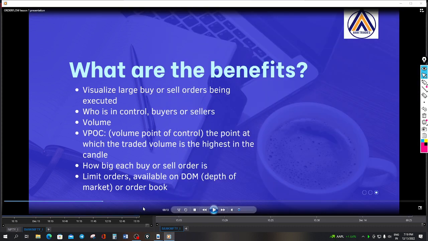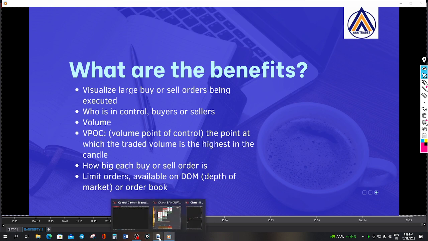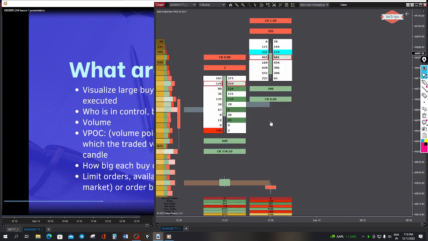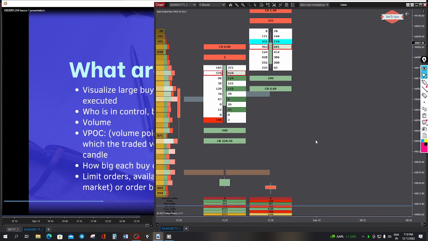Going back to the slide, we can also see how big each buy order and sell order is. Limit orders available at the depth of the market can also be visualized. I am going to show this at a later point in time on the chart. If I show you now, you will get confused. The limit orders waiting to be executed, you can see that also, because they have already bought or already sold, they want to cover it up, and those kinds of orders can also be seen, which are waiting to be executed.